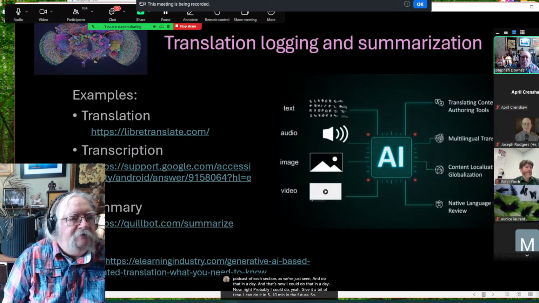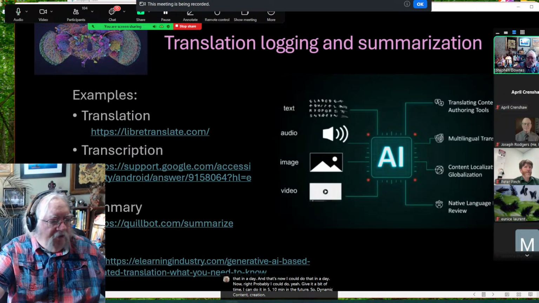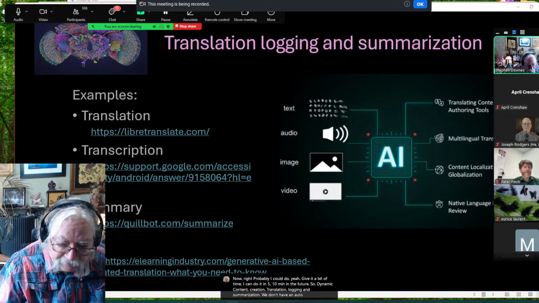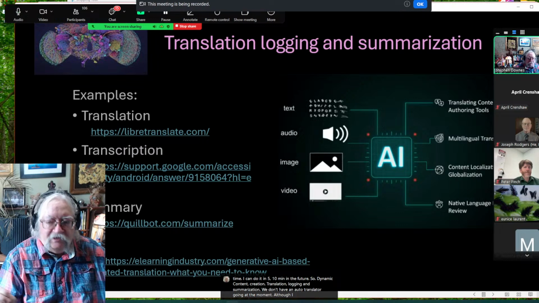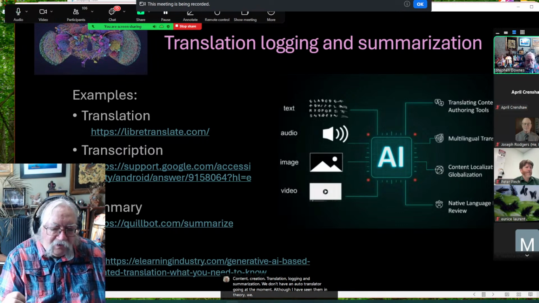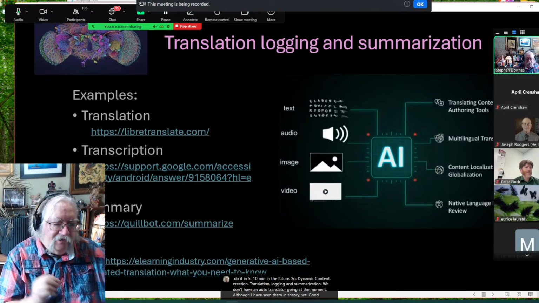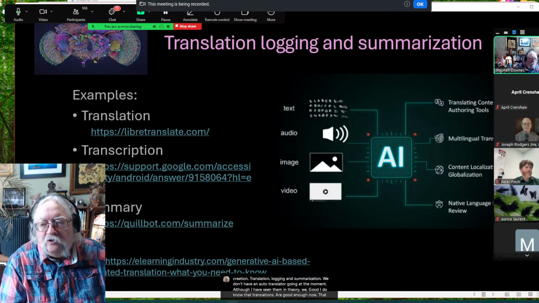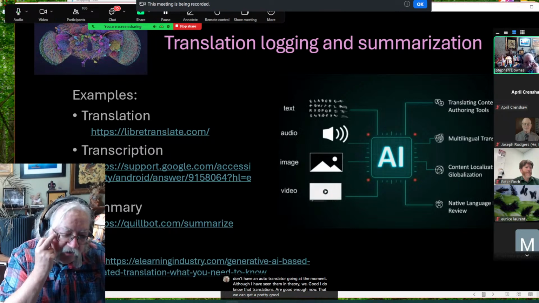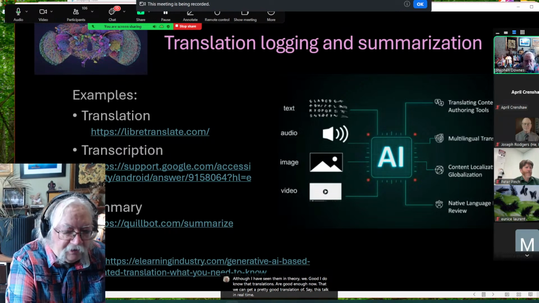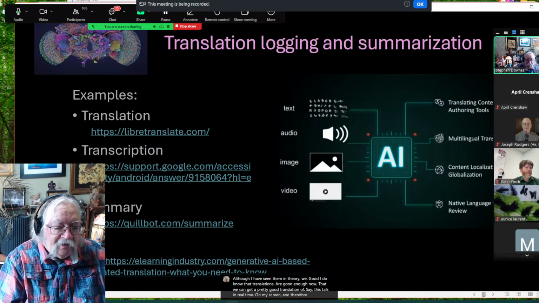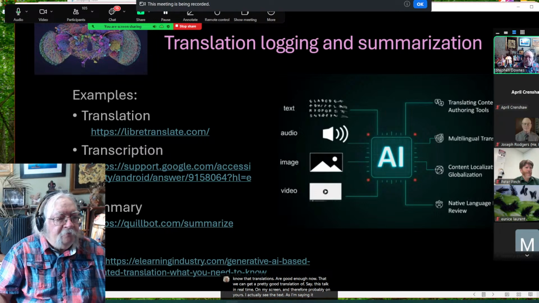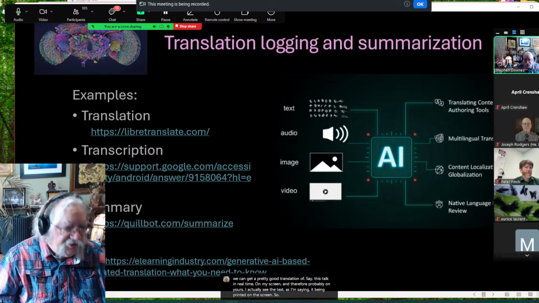So, dynamic content creation. Translation, logging, and summarization. We don't have an auto translator going at the moment, although I have seen them, and in theory we could. I do know that translations are good enough now that we can get a pretty good translation of, say, this talk in real time. On my screen, and therefore probably on yours, I actually see the text as I'm saying it being printed on the screen. So transcription is being generated.